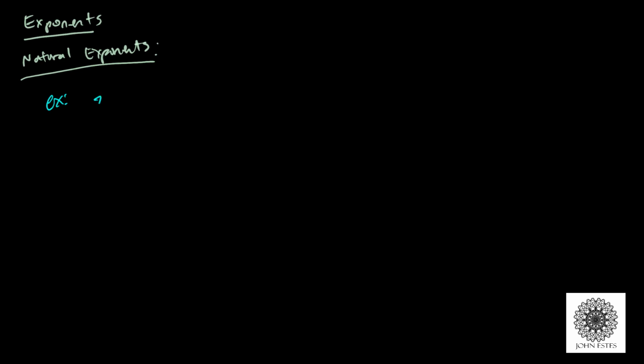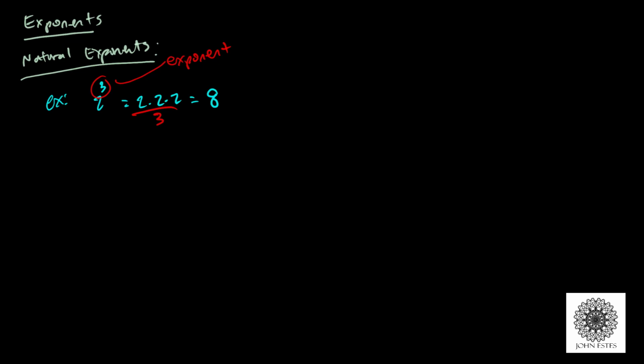If I had 2 cubed, the 3 here is my exponent. And 3 is a natural number. So this is kind of what I mean by natural exponents. And when I say 2 to the third power, or 2 cubed in this case, all that means is I multiply 2 times itself 3 times. Okay, so if you do that calculation, 2 times 2 times 2, you'll see that 2 cubed is 8.